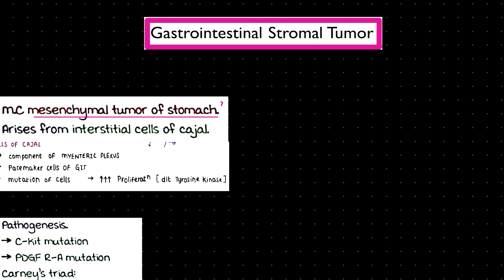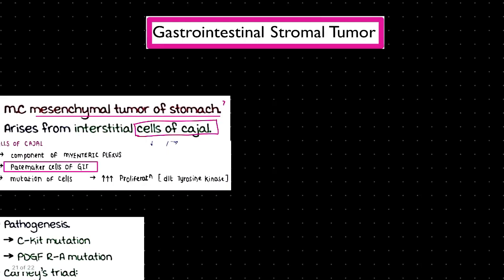Now every tumor has its origin, right? Similarly, it has its origin, and the origin here is the cells of Cajal. Now what are the cells of Cajal? One important fact about the cells of Cajal is that they are the pacemaker of our GIT, right? As we have a pacemaker in our heart, that is the SA node. It is the pacemaker because it has the highest firing rate, rather than other cardiac tissues. Similarly here, the pacemaker cell of our GIT is the cells of Cajal.